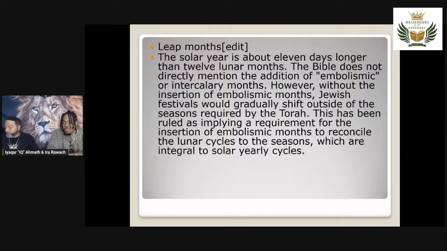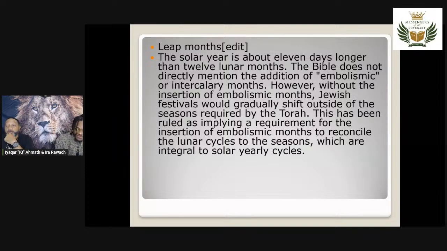Leap months. The solar year is about 11 days longer than 12 lunar months. The Bible does not directly mention the addition of embolismic or intercalary months. However, without the insertion of embolismic months, Jewish festivals will gradually shift outside the seasons required by the Torah. All right.